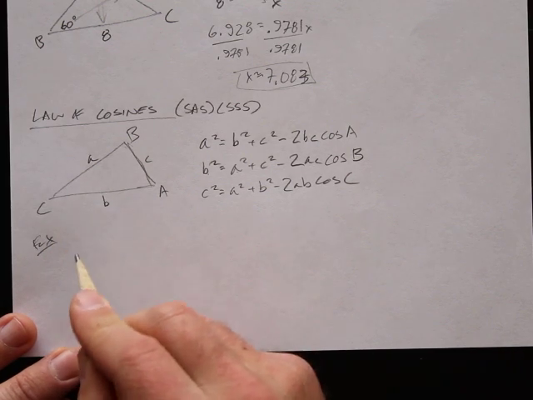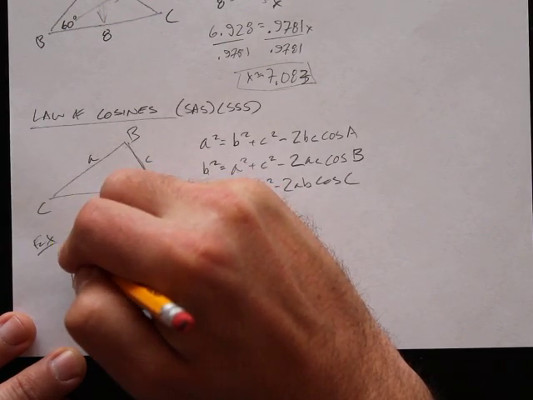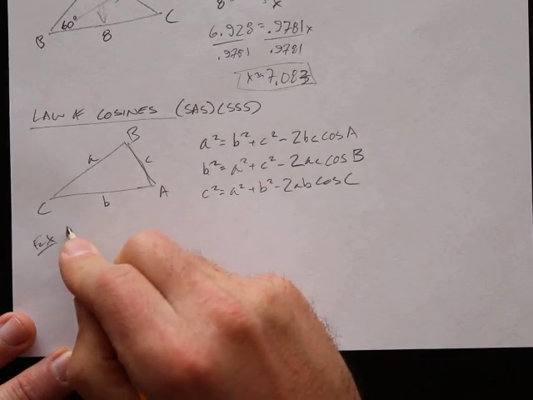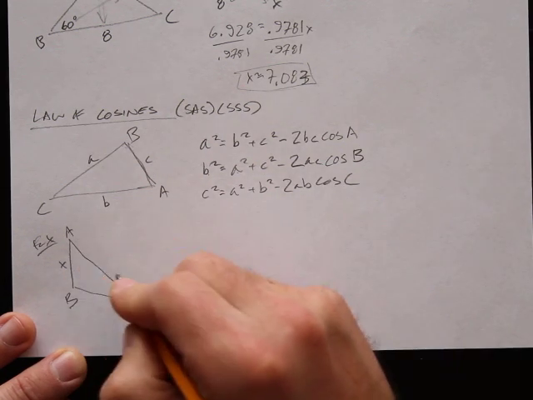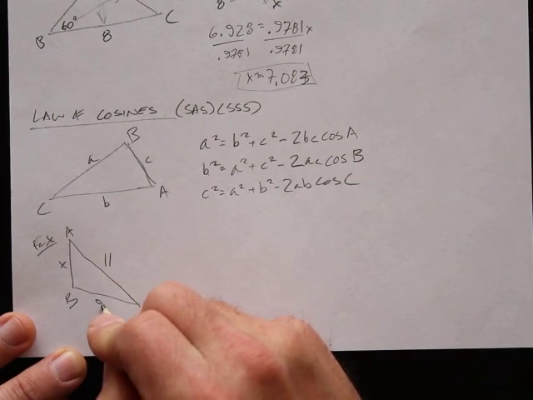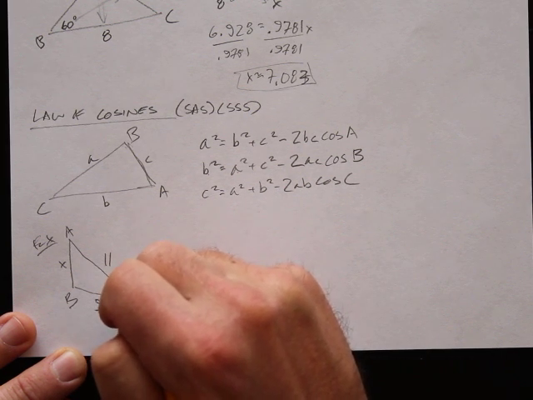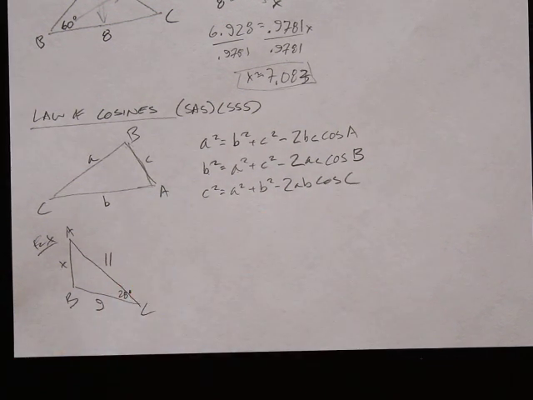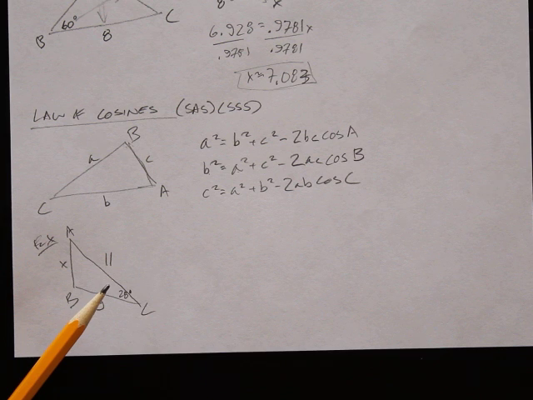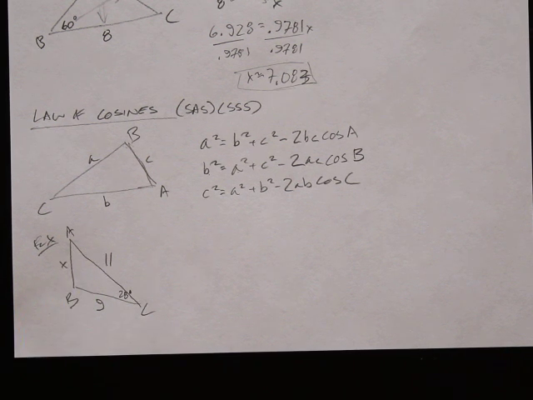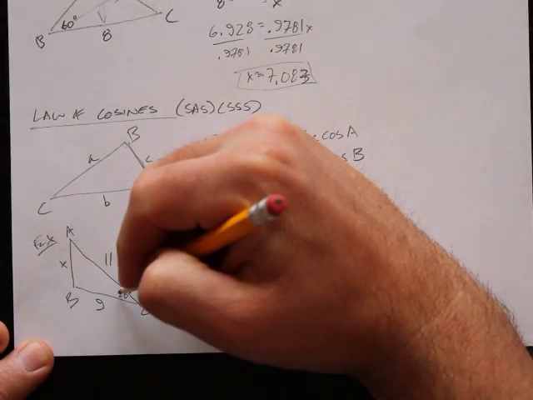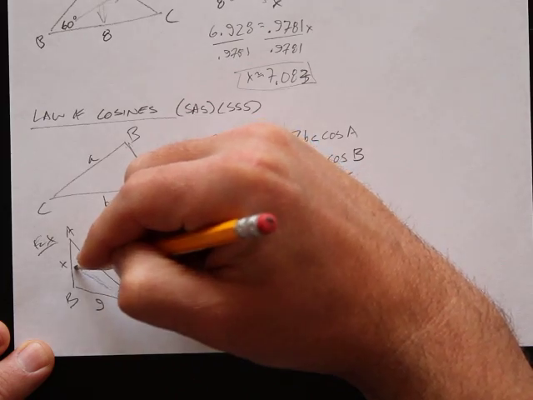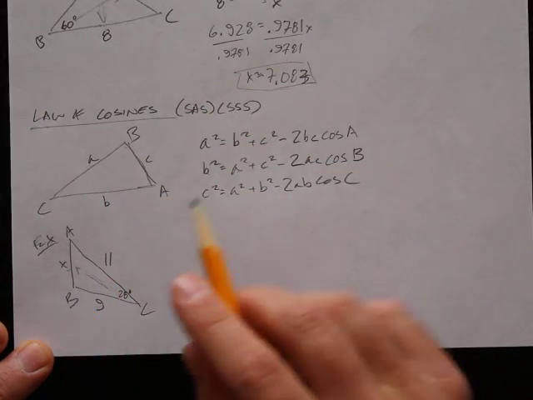So here's an example. A triangle ABC, and I want you to find AB. AC is 11, BC is 9, and angle C is 28 degrees. All right, so the only angle measure I have here is C, so I'm not going to be able to use the law of sines. It's not going to work. So I have to use the law of cosines, and I have 28 degrees here, and I have this x here that's across from it.